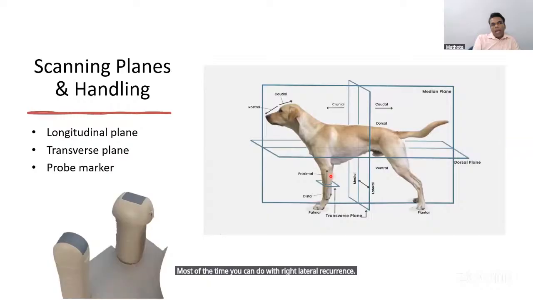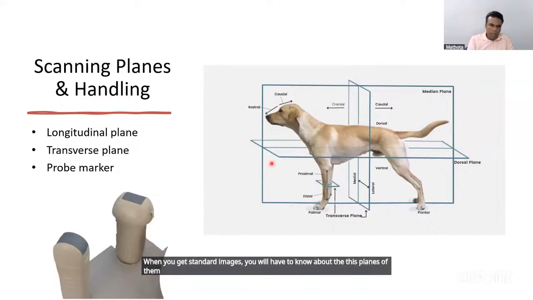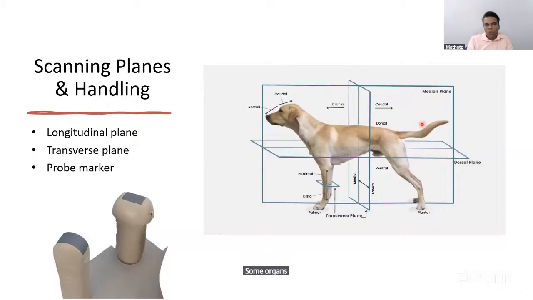Then, scanning planes and handling are very important, because when we do ultrasound scanning, we have to get standard images. When you get standard images, you have to know about the anatomical planes of the animal. So always we keep the probe on these anatomical planes. But some organs will have to be scanned in oblique planes, depending on the requirement.